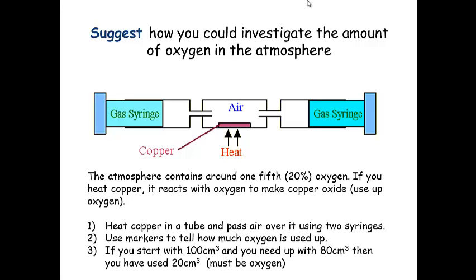So if you heat the copper in the tube and pass air over it using 2 syringes, as in the diagram, if you use markers to tell how much oxygen is used up, if you start with 100 cubic centimeters of gas from the air and you end up with 80, then you know that you've used 20 centimeters cubed. So that shows you that you've used 20%, and that 20% proves to you that there's 20% of oxygen in the air.